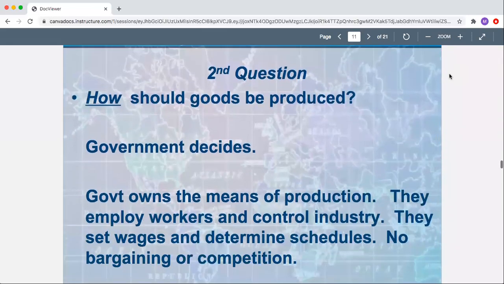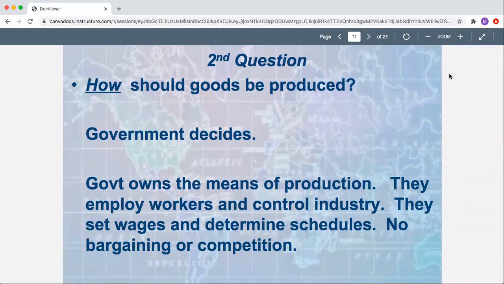So the second question is, how should goods be produced? So our first question for the command economy was, what is going to be produced? And that was what the government decides. So along with that, how should goods be produced is also based on what the government decides. The government owns the means of production. So that means they employ the workers and control the industry. They will set the wages, meaning how much you're going to get paid, and they determine your schedule. And there's no bargaining or competition.